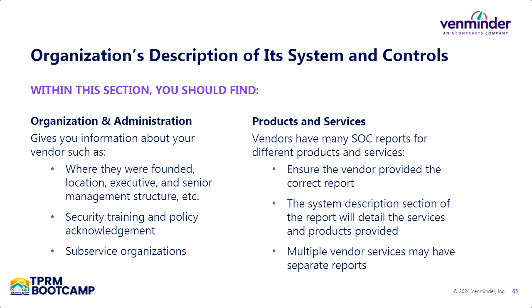Section 3 is the organization's description of its systems and controls. In this section, you should be able to find the organization administration. So this is going to talk about the basics of the vendor itself, where they were founded, their location, any management structure. They'll also talk about things like their security training and how they handle policies. Usually sub-services are called out in Section 3. And then they'll kind of go over the products and services.